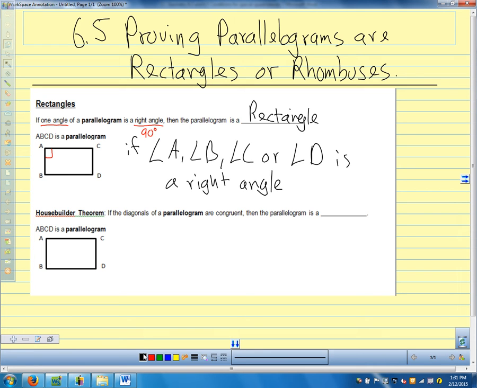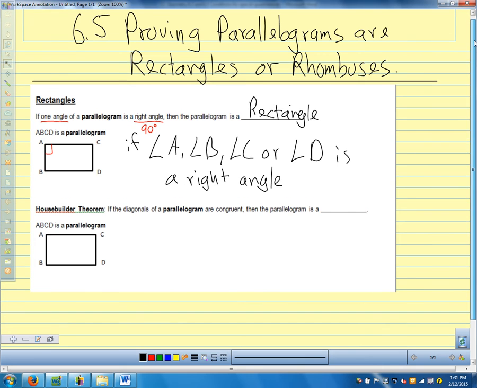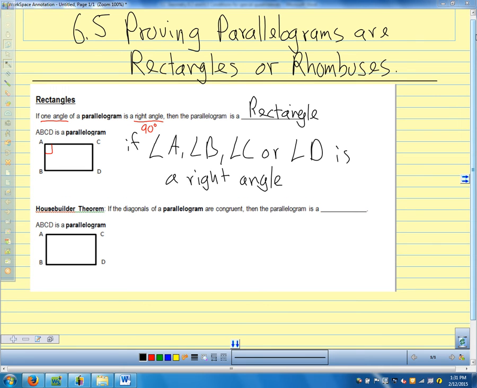And the reason this works is, if we know this is a parallelogram, what do we know about opposite angles of a parallelogram? They're congruent. So if this is a 90-degree angle, that would have to be a 90-degree angle. What do we know about consecutive angles in a parallelogram? Supplementary. So if this is 90, that one has to be 90 in order for them to add up to 180. So all of them have to be 90. So that's one way we can tell if we have a rectangle. We have a parallelogram with one right angle.